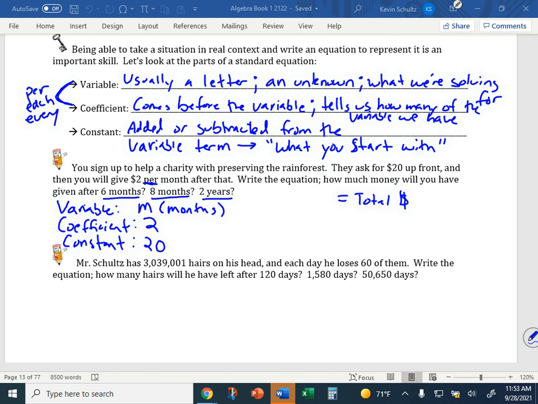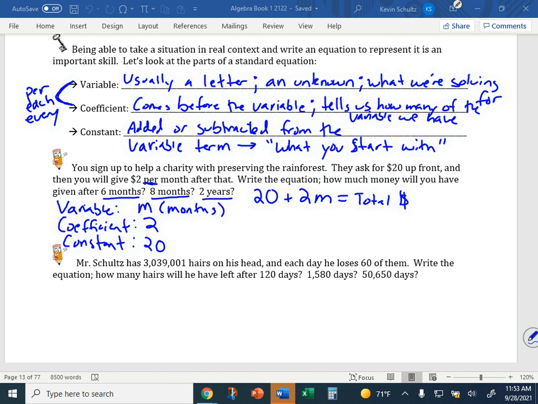Well, when you sign up, you're already giving 20, right? So that's already spent. And then what are you adding to that? Yes, in the very back. Yes, good. Adding $2 per month, right? Or 2M, okay? $20 up front plus $2 per month. And then that 2M, that total is going to change depending on how long you're contributing money, right? First, we'll test it for 6 months, then 8 months, then 24 months, okay?